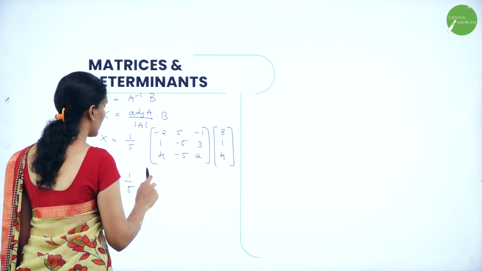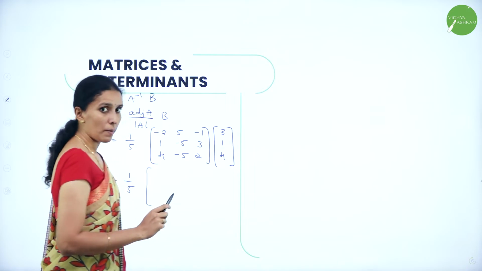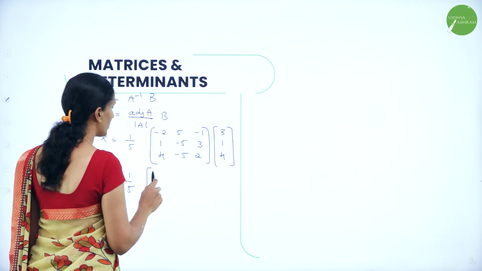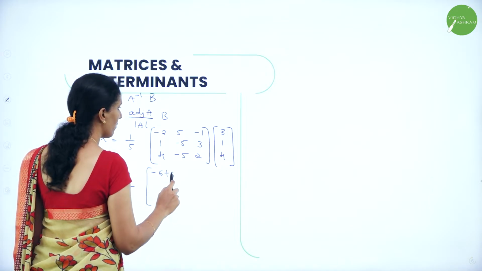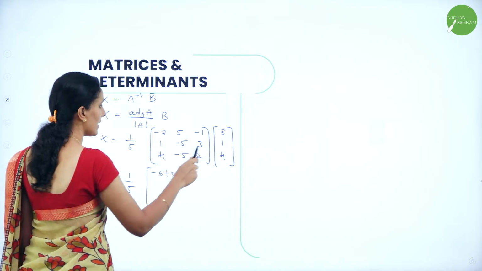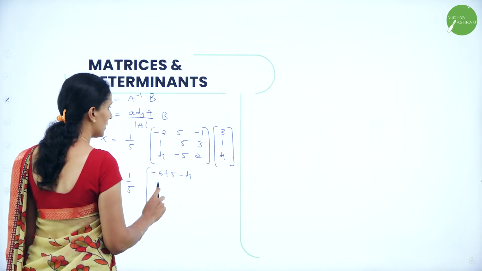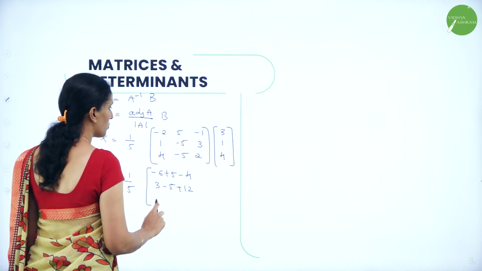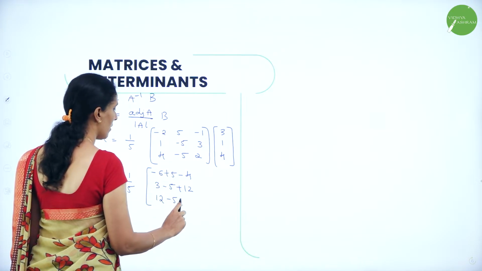Let us multiply here. So we will get only a column matrix because we are multiplying with the column matrix. Minus 2 into 3, 6. Plus 5 ones are 5, minus 4. Done. First row, first column, done. Next, second row, first column. 3 minus 5 plus 12. Next, 12 minus 5 plus 8.